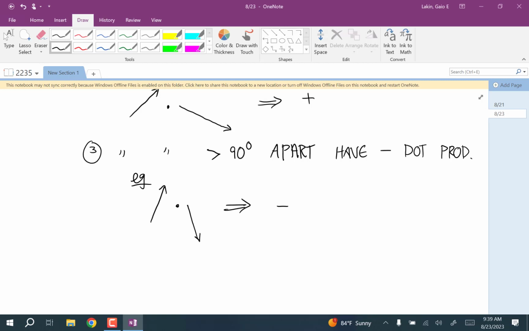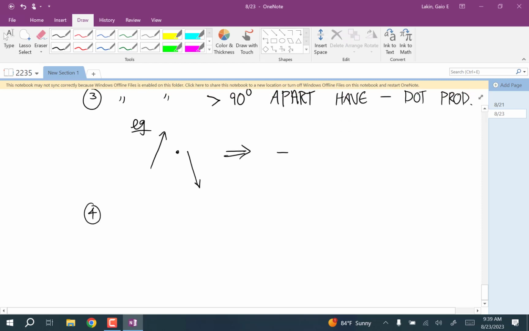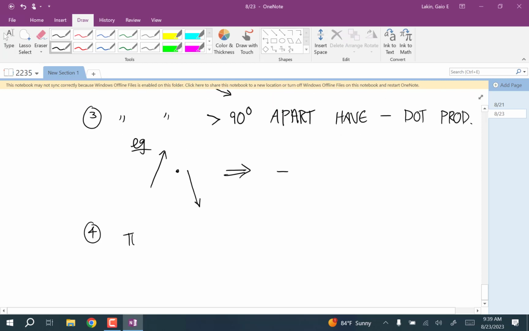Probably the most useful thing about dot products is that if they're perpendicular to each other, as you might imagine from these two facts, the dot product is 0. So two perpendicular vectors have 0 dot product.